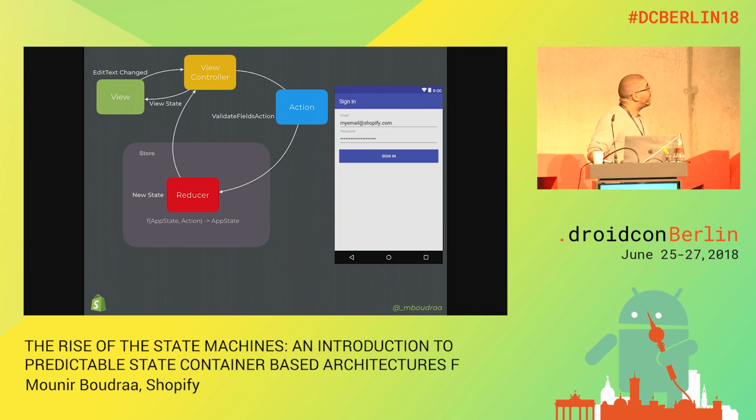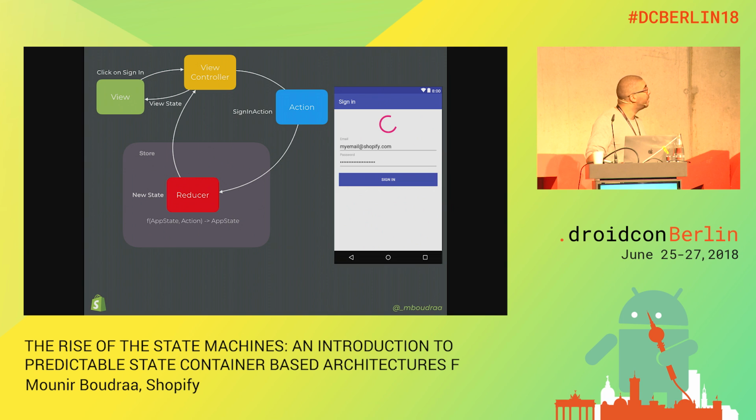Then the next step, we sign in, so we hit the button. Then we have a click event on the Android system. We go to the view, we create an action, which is the validate sign-in action. Then we go to the reducer. The reducer produces a new state, which is that we are loading, and we have the loading button displayed.